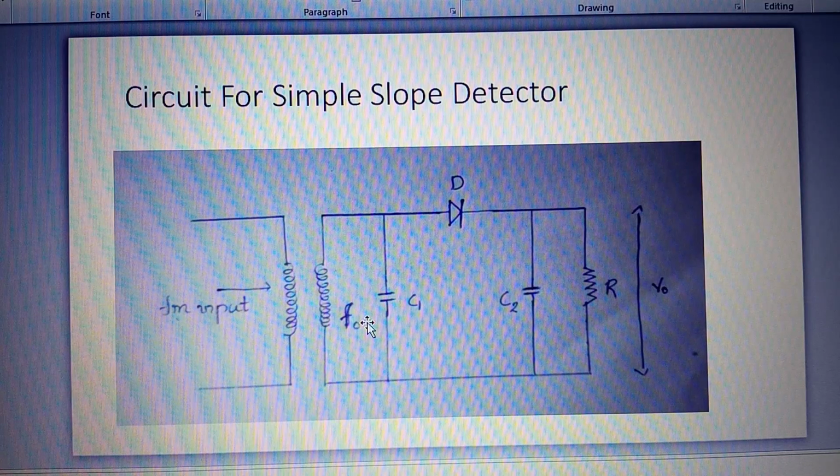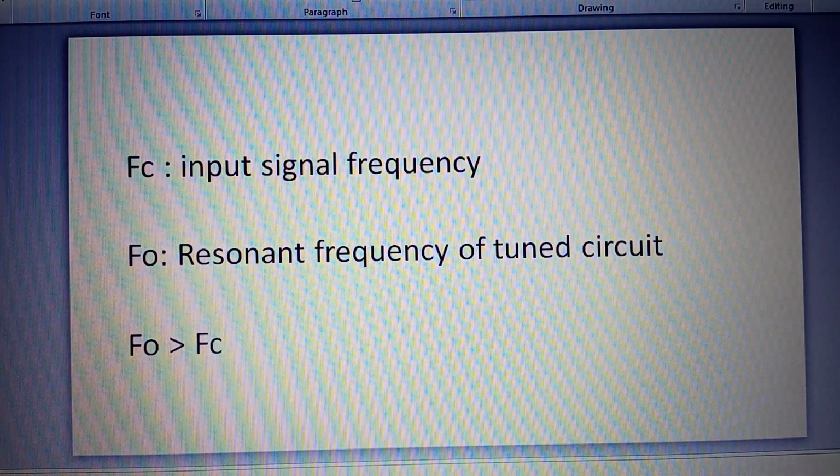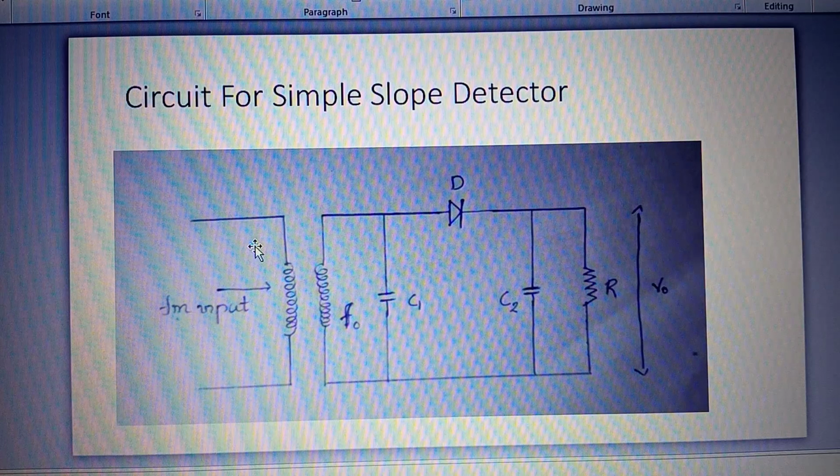This tank circuit is to be tuned so that the resonant frequency of the tank circuit is denoted by F0. So the resonant frequency is greater than the incoming signal frequency. Here Fc is the input signal frequency and F0 is the resonant frequency of the tuned circuit. That is, the resonant frequency of this frequency selective network, the tank circuit, is greater than the incoming carrier signal frequency. We will explain this with the help of a waveform, to see the output that we obtain from this.